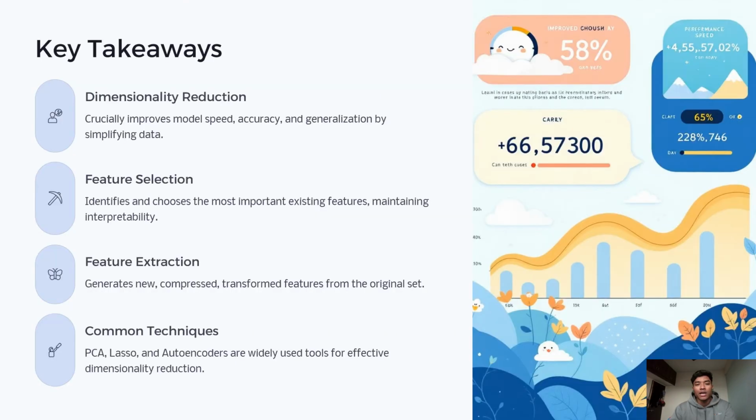Talking about the key takeaways now. To summarize, dimensionality reduction improves speed, accuracy, and generalization. Feature selection keeps original features, removes irrelevant ones, and stays interpretable. Feature extraction transforms data into new features, very useful for high dimensional settings. Techniques like PCA, lasso, and autoencoders are widely used. Understanding both methods helps us build better, cleaner, and more efficient machine learning models.